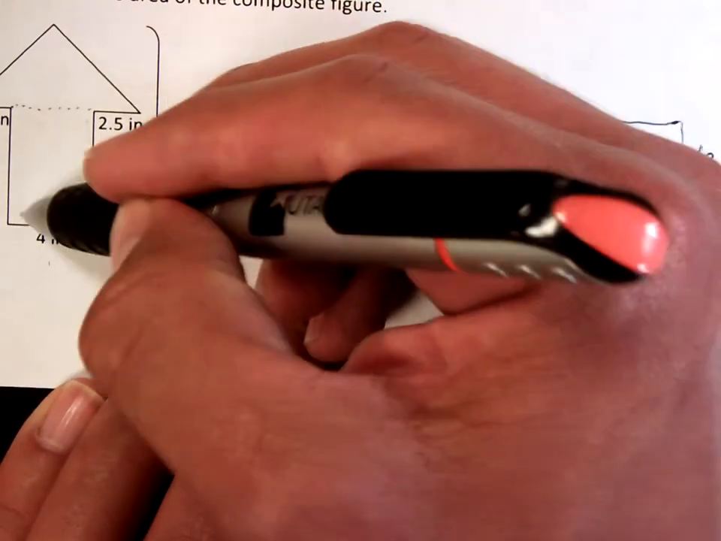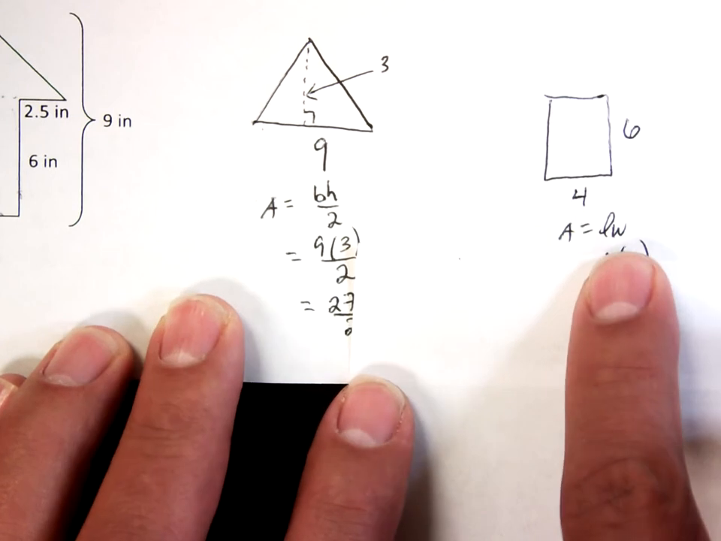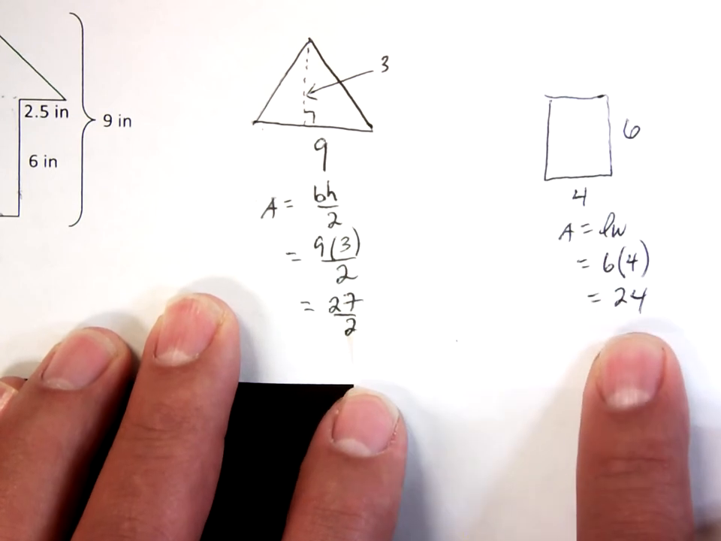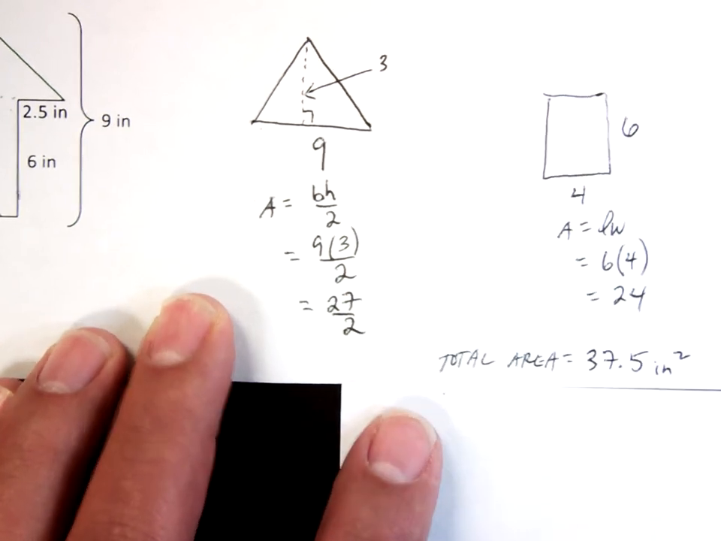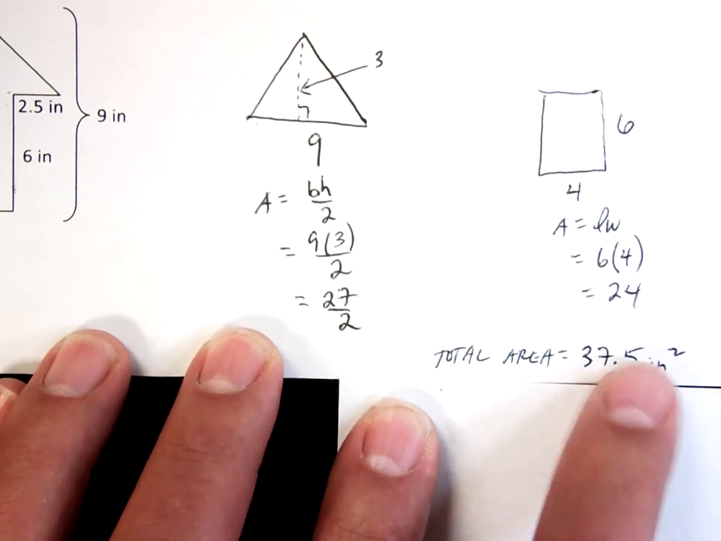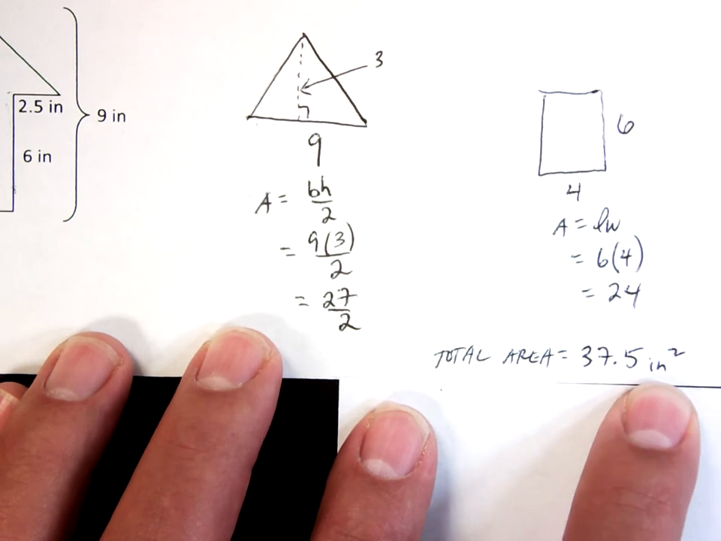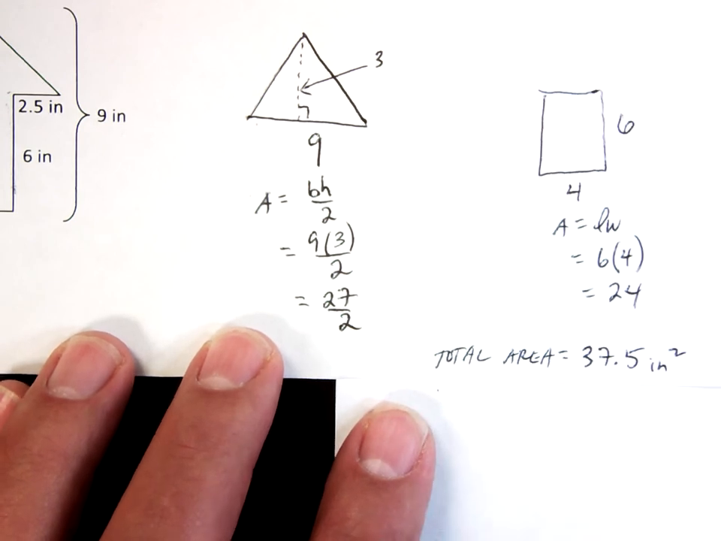It's 6 this way, and it's 4 that way. So the area of my rectangle is length times width, which is 6 times 4, which is 24. So the total area, add those two up, 27 over 2 plus 24, is equal to 37.5 inches squared. Okay, let's go to the back.